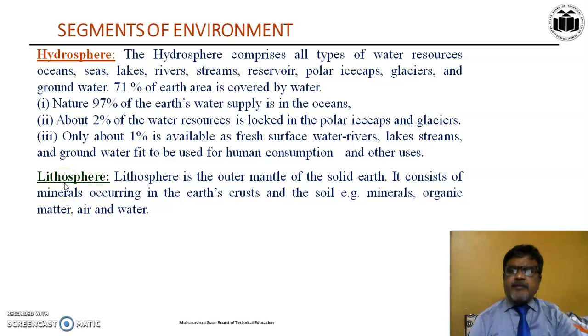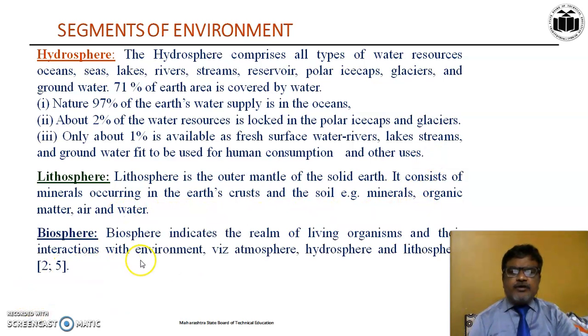The third type of segment is lithosphere. Lithosphere is the outer mantle of the solid earth. It consists of minerals, organic matter, air and water. Biosphere indicates the realm of living organisms and their interaction with the environment. Biosphere includes atmosphere, hydrosphere and lithosphere, where the interaction of biotic and abiotic components takes place.